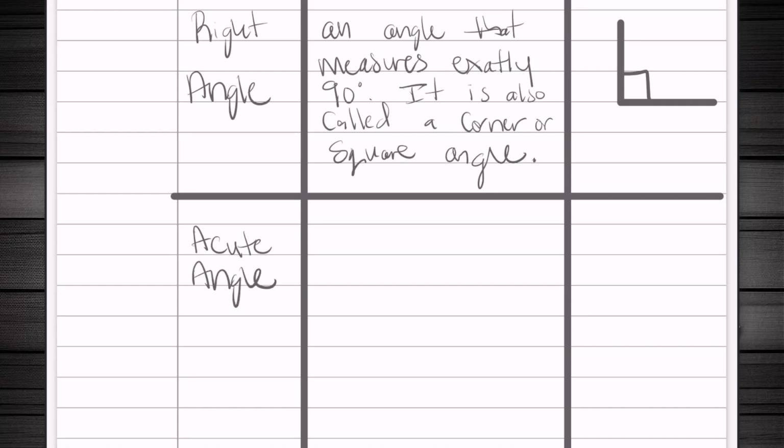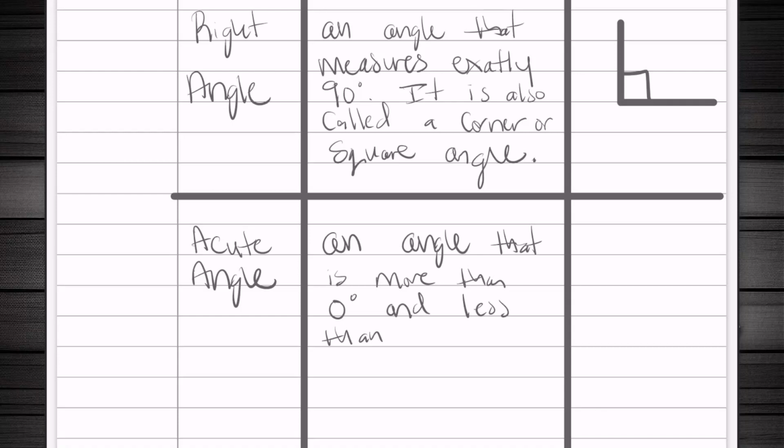An acute angle is an angle that is more than 0 degrees and less than 90 degrees. Now, one of the ways I have remembered acute angles over the course of my life is that we often think of things that are small as cute. And I say, oh, how cute. It's such a cute angle. It's a small angle compared to right angles or the next type of angle that we're going to look at.